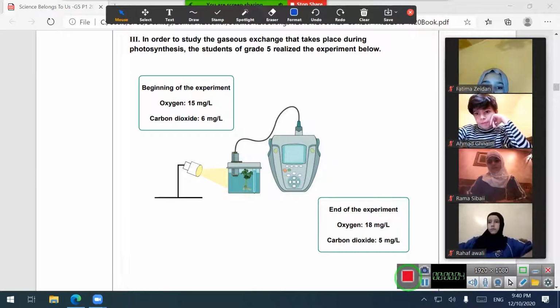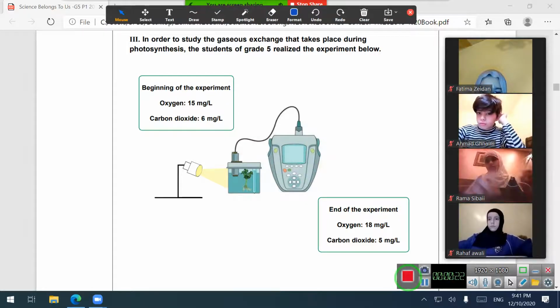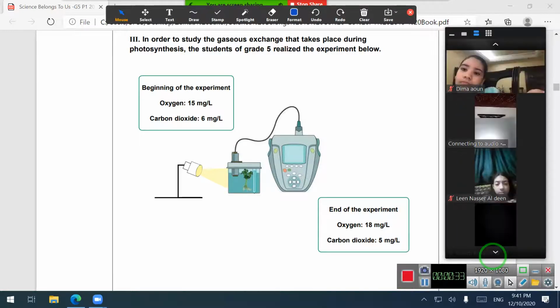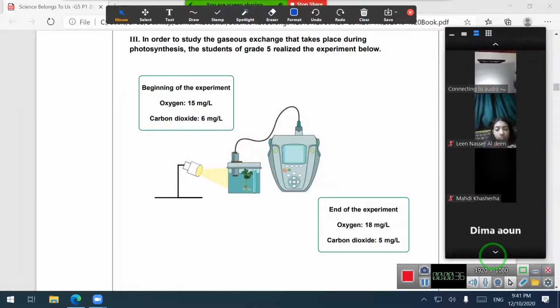Today we are going to check also our understanding about the photosynthesis process and how it takes place. As we know, during photosynthesis, a gas is absorbed and another gas is released. Excellent, Ali. What gas is absorbed during photosynthesis? Carbon dioxide. Excellent. So the carbon dioxide is the gas absorbed during photosynthesis.